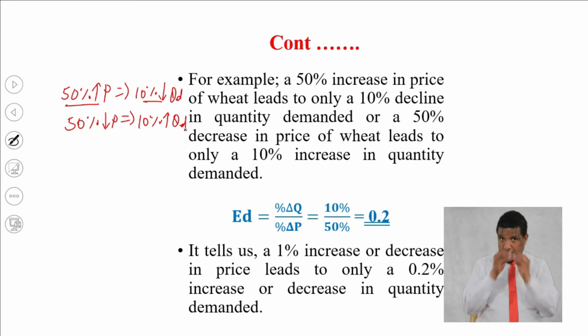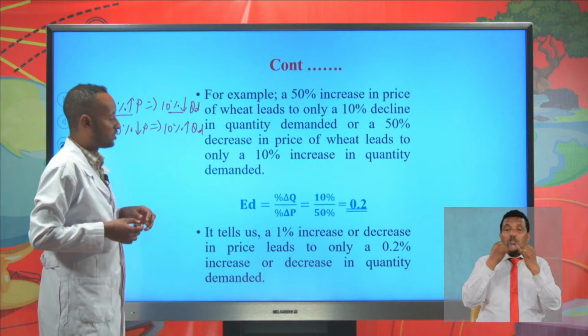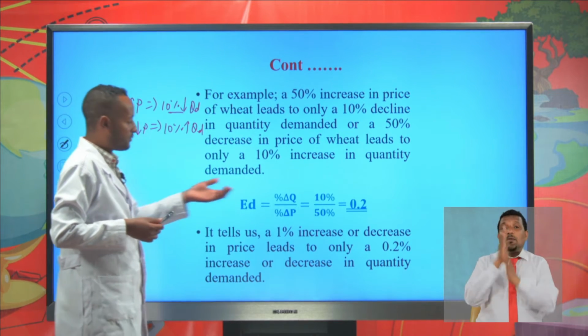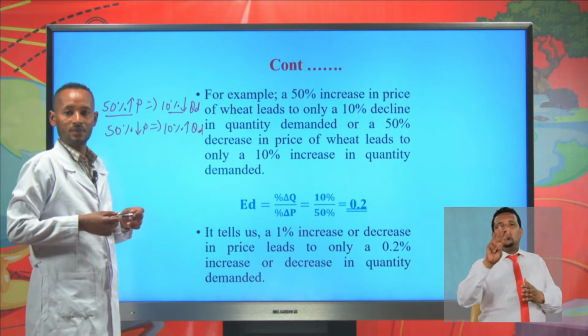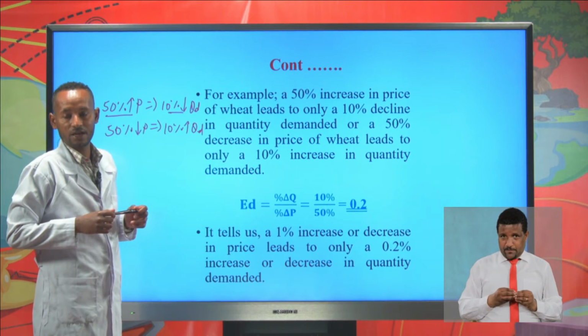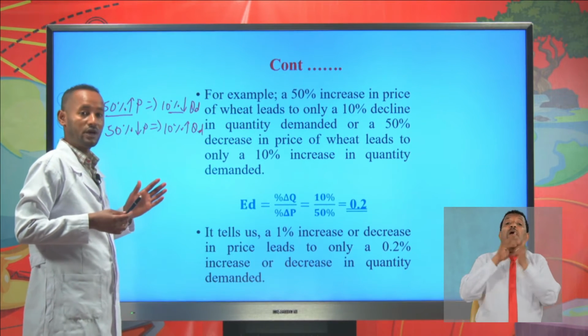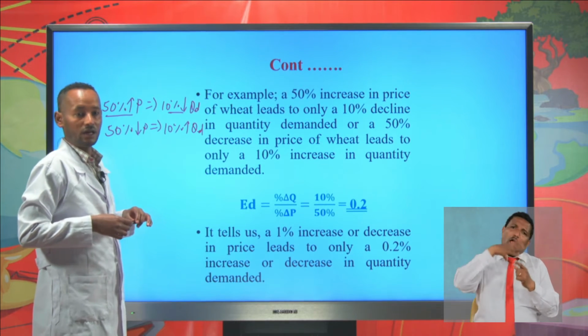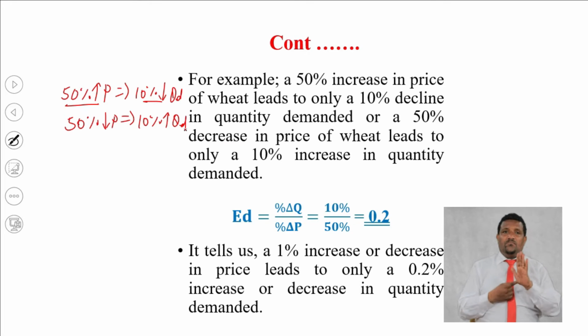Mathematically, the price elasticity of demand is calculated by dividing the percentage change in quantity demanded by the percentage change in price. From this information, the percentage change in quantity demanded is 10% and the percentage change in price is 50%, and this is 0.2. This tells us mathematically, after calculating the price elasticity of demand, if you get a value that lies between 0 and 1, then the buyer is said to be inelastic, indicating that he is less sensitive or less responsive to changes in price, or simply careless to changes in price.